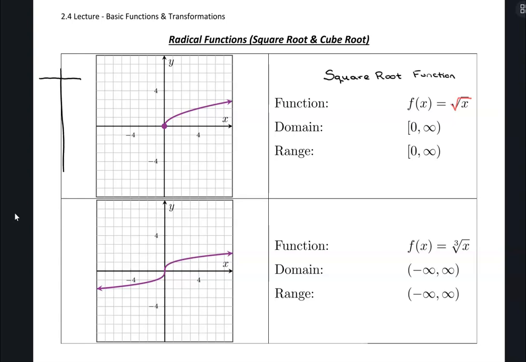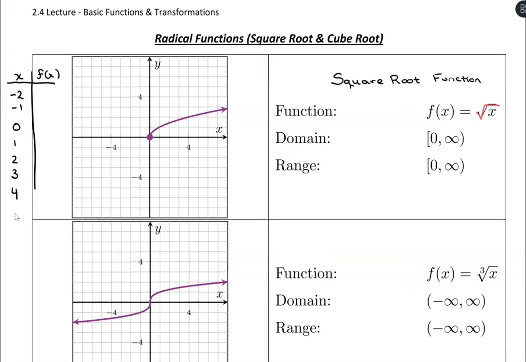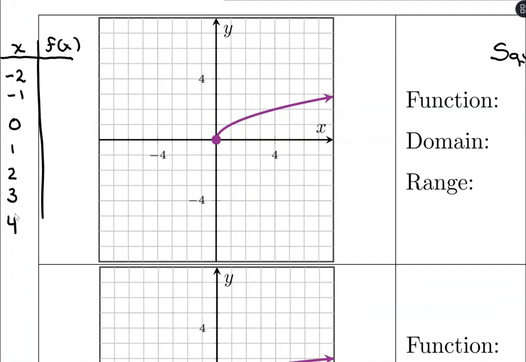So if we wanted to graph some coordinates here, x and f of x, let's say I go -2, -1, 0, 1, 2, 3, 4. So what we're going to do for this table is take the square root of the number on the left-hand side. So if I take the square root of -2, our issue is that we can't take a square root of a negative number. It's not real. So for a non-real number, we're just going to say that's undefined.